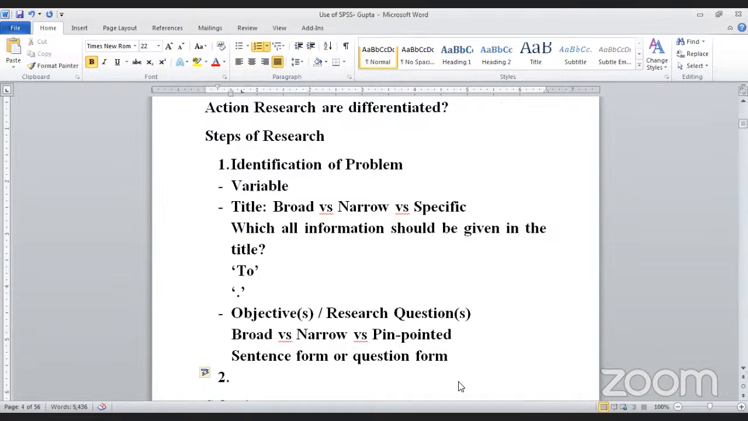Now, you have identification as the first step. And in the first step, at the end you have written objectives. Then the next step will be the formulation of hypothesis.